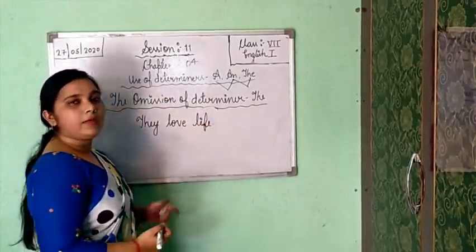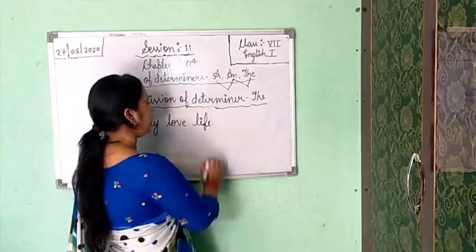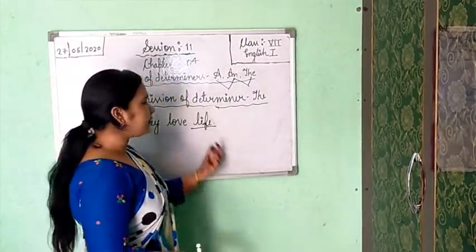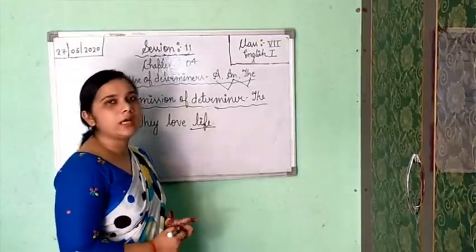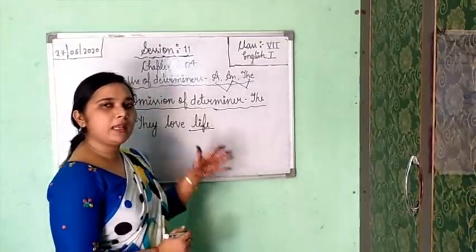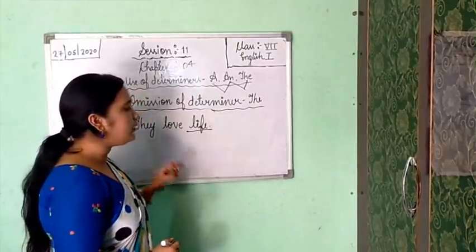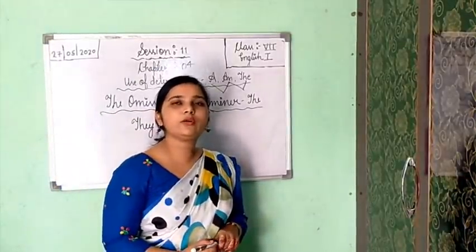They love life. So here, in a general way, we can say life. It is used in general. It is working as a noun here, so we will not use the. If you are writing "they love the life," that is wrong, because if the noun is used in a general way, we will not use the.